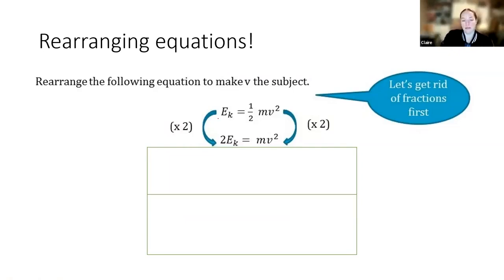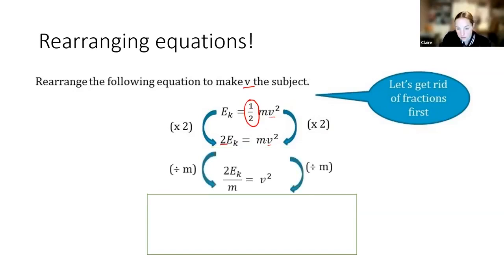So again, we're making v the subject. So we are looking for this one here, which is your kinetic energy equation. What you've got to do first is get rid of fractions. So we need to get rid of the half, and the only way to get rid of a half is to multiply by 2, like they've done here. Whatever you do on one side, you do on both sides. So that will get rid of the half, but then make it 2E.